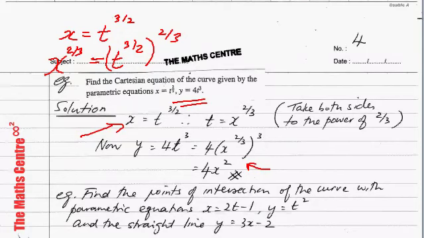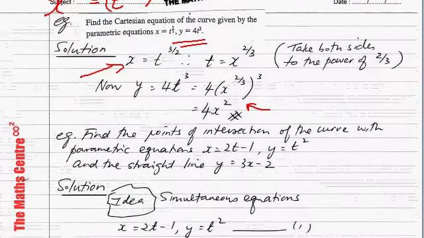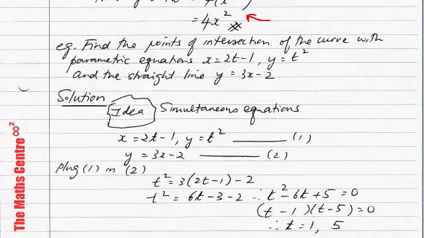Next example, we are going to be dealing with points of intersection. So this is quite important. Find the points of intersection of the curve with parametric equations x equals 2t minus 1 and y equals t squared, and the straight line y equals 3x minus 2. So what are we going to do in this example? We are going to learn the technique to handle all questions involving points of intersection.